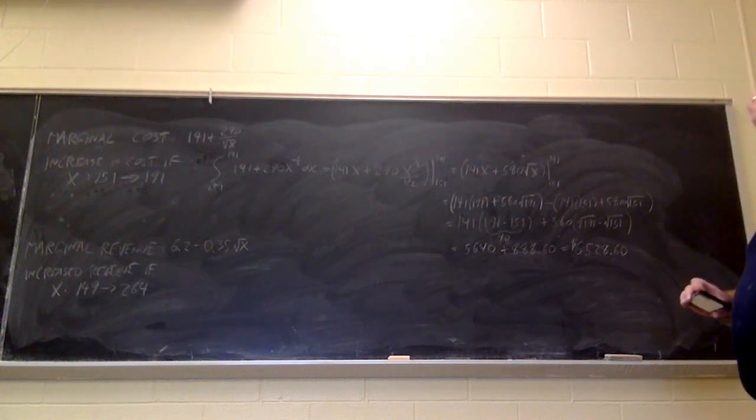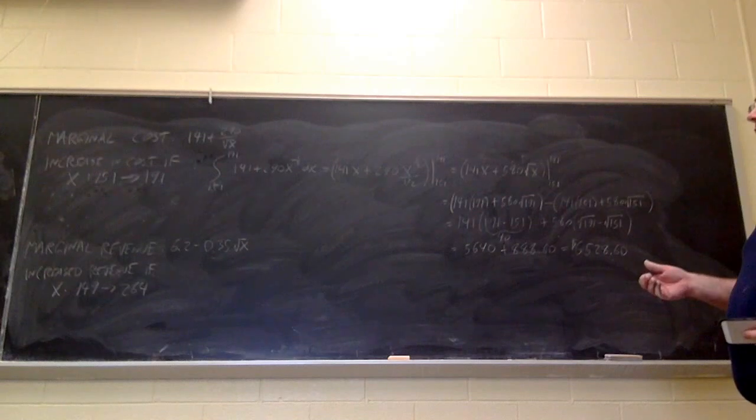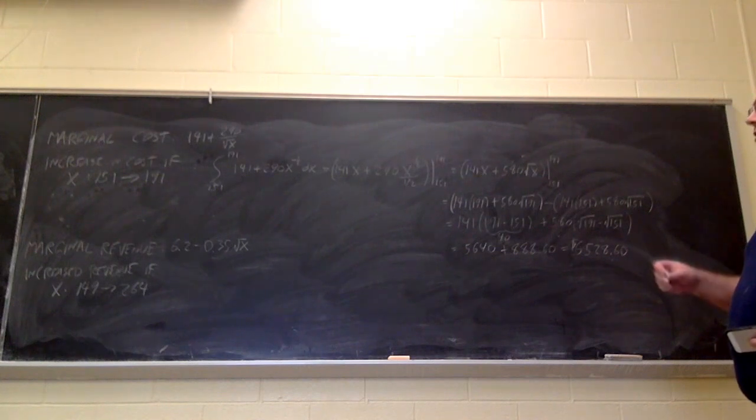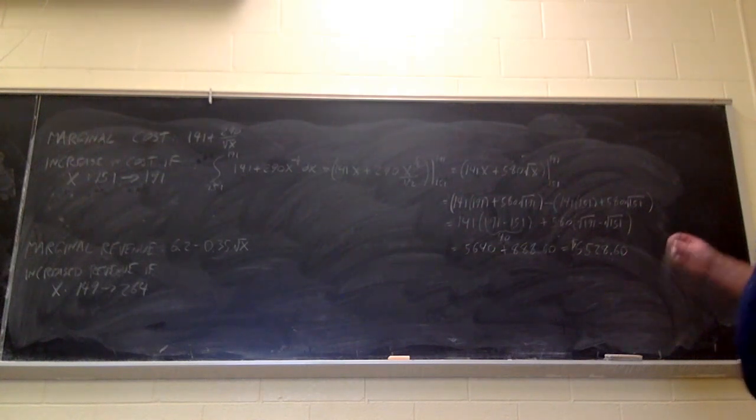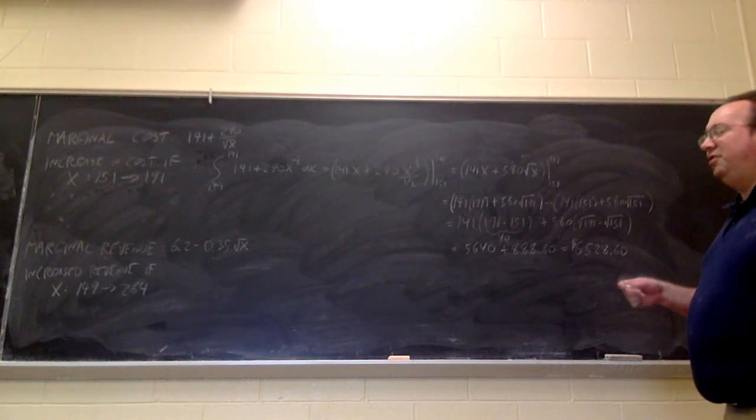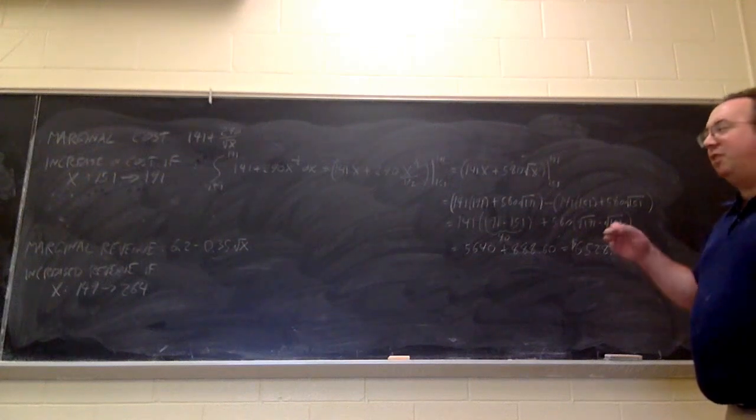It's worth mentioning that this marginal cost function is a decreasing function of x. So as the number of units increases, the marginal cost is decreasing. Therefore, if I were to increase by another 40 units, say from 191 to 231, I would find the increase in cost to be less because the marginal cost is less over that span.